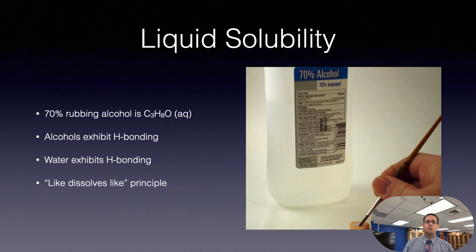All right, so let's talk about some examples again for liquid solubility. We're all familiar with rubbing alcohol, I believe. This solution here is a 70% solution. That means it's aqueous isopropyl alcohol. Now, alcohols exhibit hydrogen bonding if you draw out their Lewis structure, and water exhibits hydrogen bonding if you draw out its Lewis structure. So we have this principle, like dissolves like, and because they're both hydrogen bonding, they can mix thoroughly and they are miscible and form a homogeneous solution. The like dissolves like principle is kind of like the mantra or the theme for Lab 2.